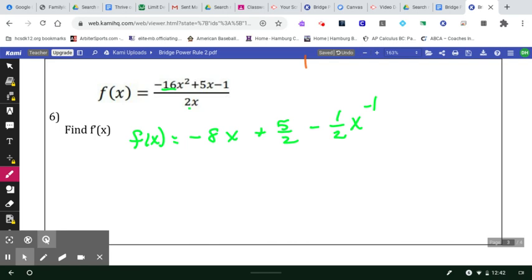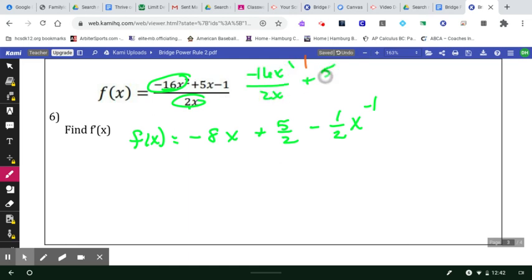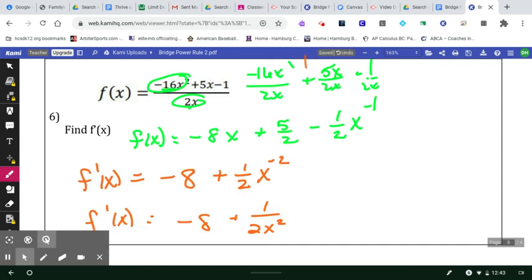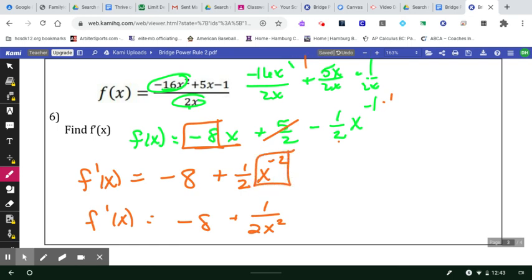So a quick check, that was my f of x. In my head, I just divided each of these by 2x. If you want to write each step out, I'm encouraging you to do that if doing it in your head is something you're not there yet, which is perfectly fine, obviously. And I rewrote it, and then go ahead and take that derivative. And so my negative 8x became just negative 8. Because again, that's linear, so I'm just looking at its slope. Constant goes away. This became a positive 1/2, subtract 1, and I get negative 2. So I have negative 8 plus 1 over 2x squared. That goes to the denominator.